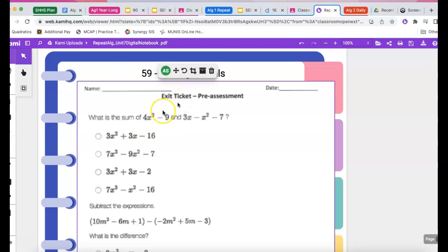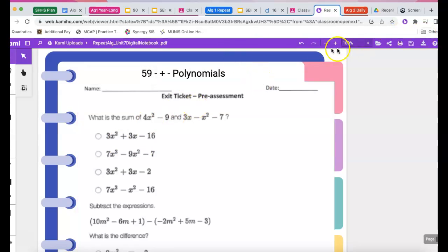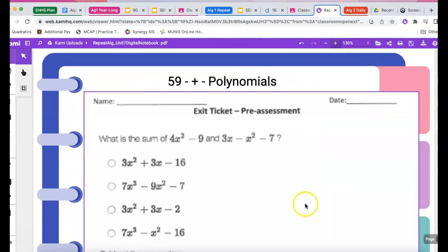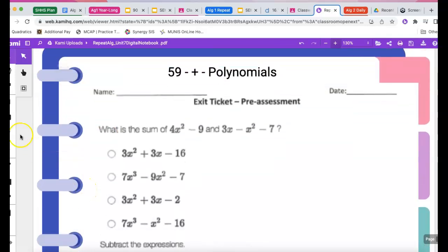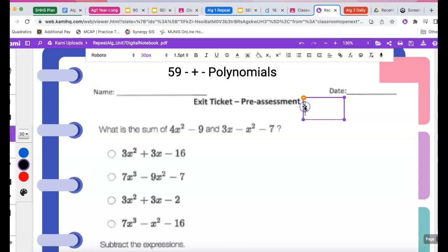So we're trying to find the sum of 4x squared minus 9 and 3x minus x squared minus 7. So instead of drawing 4 of the big x squared tiles and 9 of the little negative tiles, we're going to do something called combining like terms.